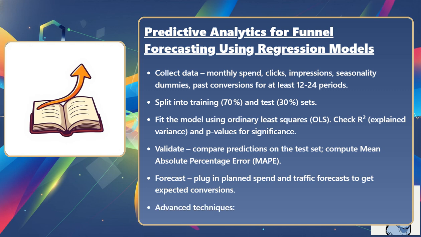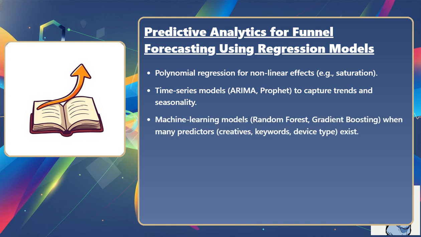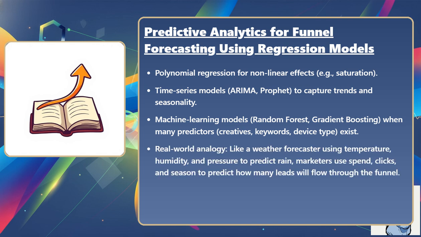Advanced techniques. Polynomial regression for nonlinear effects, e.g. saturation. Time series models, ARIMA, Prophet, to capture trends and seasonality. Machine learning models, random forest, gradient boosting, when many predictors, creatives, keywords, device type exist. Real-world analogy: like a weather forecaster using temperature, humidity, and pressure to predict rain, marketers use spend, clicks, and season to predict how many leads will flow through the funnel.